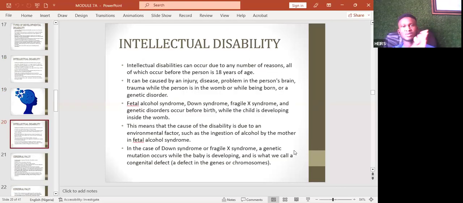Now, intellectual disability can occur due to any number of reasons, all of which occur before the person is 18 years of age. We know that growth and development go hand in hand. A child begins to grow, more and more, until you are 18. And at 18, growth is gradually impeded, and only what continues is what.